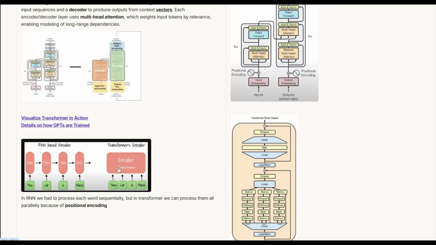How transformers overcame these issues. The transformer model, introduced by Google in 2017 in their seminal paper titled "Attention is All You Need" by Vaswani et al., solved these problems by introducing parallel processing. Unlike RNNs, transformers process all words simultaneously instead of sequentially, making training significantly faster.